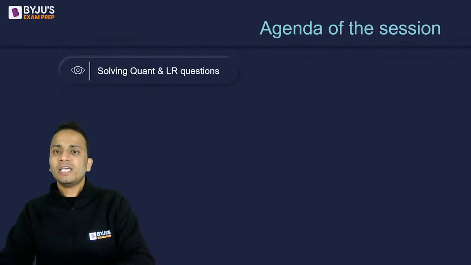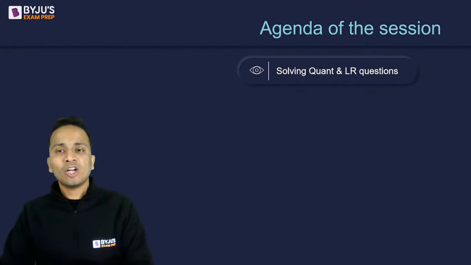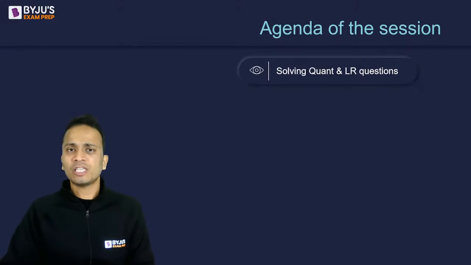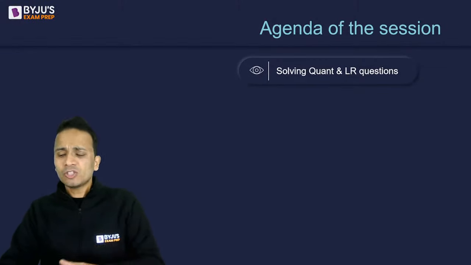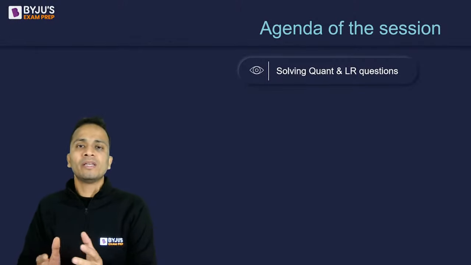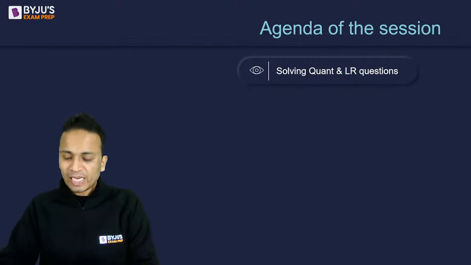So this is the agenda of this session. Today we'll be solving quant and logical reasoning questions. In all there will be somewhere around 14-15 questions and we'll be quickly solving all of them, and this session will definitely help you in the revision for TISSNET. So let's quickly start.